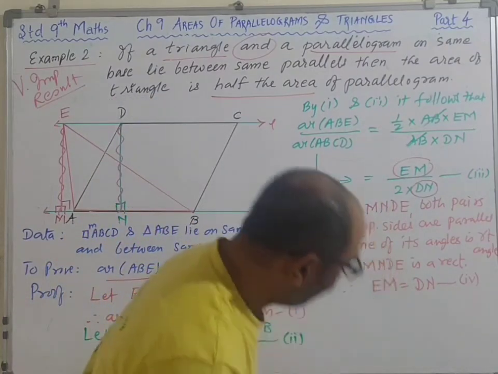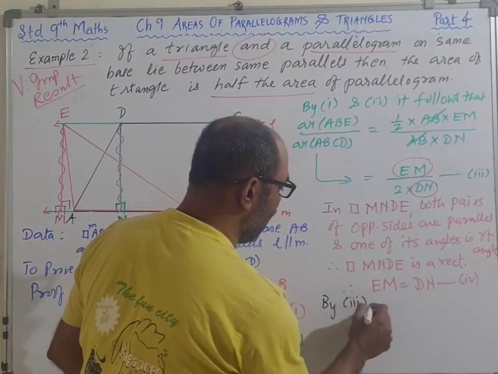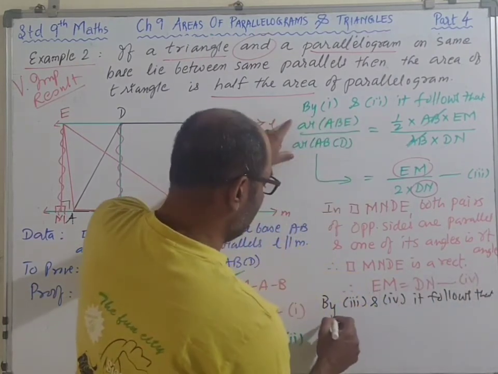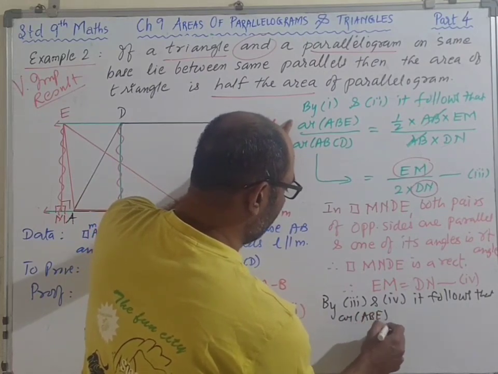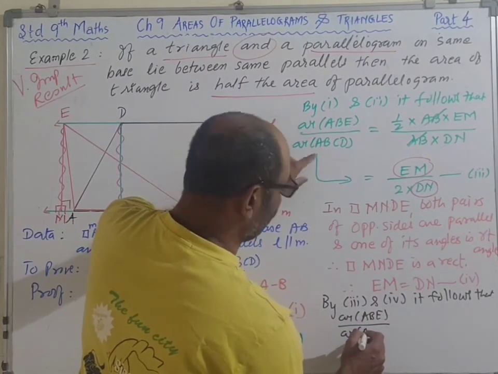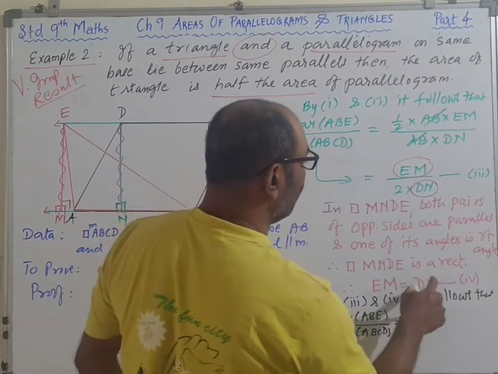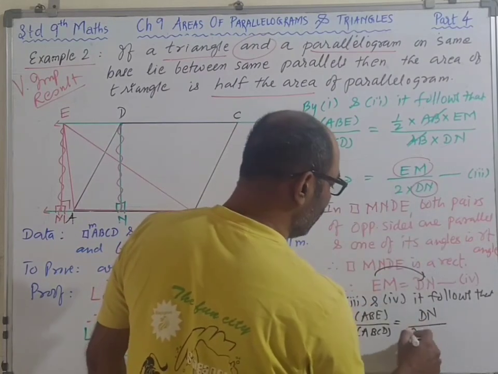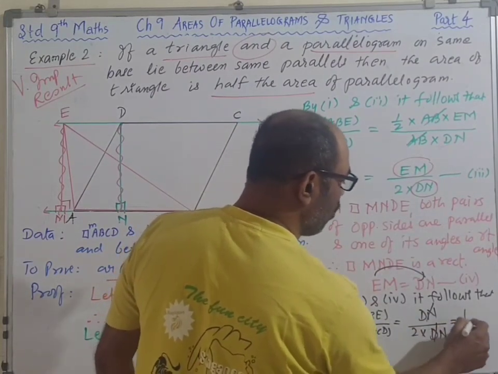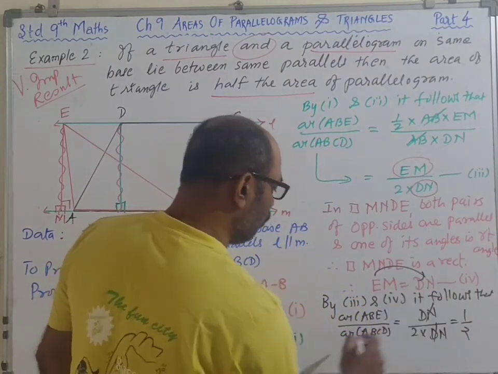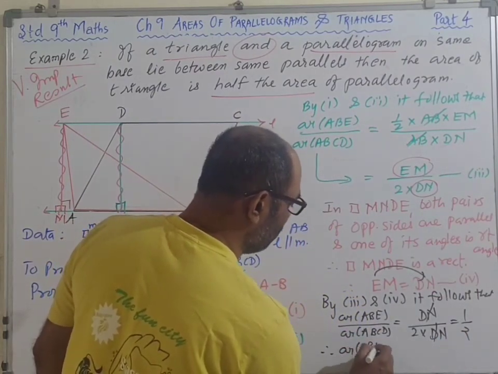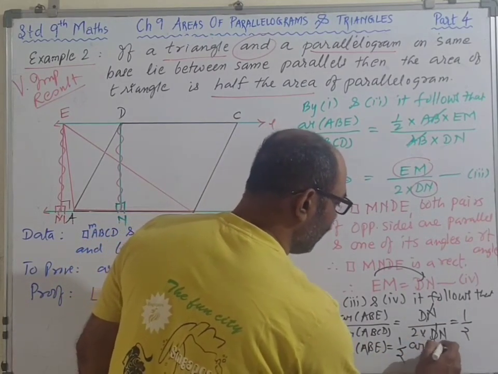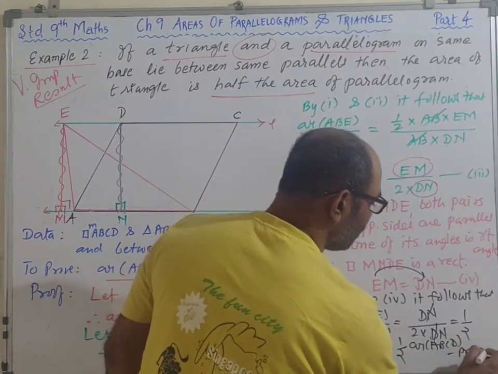Thus, by 3 and 4, it follows that area of triangle ABE upon area of parallelogram ABCD is equal to क्या है EM, but in place of EM I am going to write DN upon 2 times DN. DN cancel, so आपको हाफ मिला. क्रॉस मल्टीप्लिकेशन करिए. Therefore, area of triangle ABE is equal to 1 upon 2 तो रहा ही, और ये नीचे से वो साइड area of parallelogram ABCD. Proved, children.